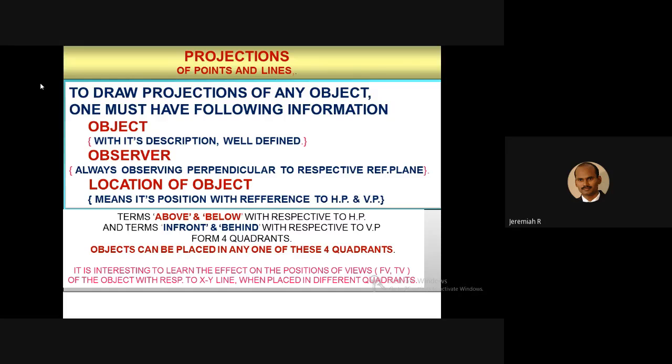I already told you, only for the points we'll consider all the four quadrants. Except this, after that, everything we'll consider only first quadrant, that is first angle projection. We'll not follow second, third, or fourth. Only the projection of point alone will apply first, second, third, and fourth quadrant. After this, projection of line, second unit, projection of lamina, projection of solid, section of solid, development of surface, everything will follow only first quadrant, that is first angle projection.